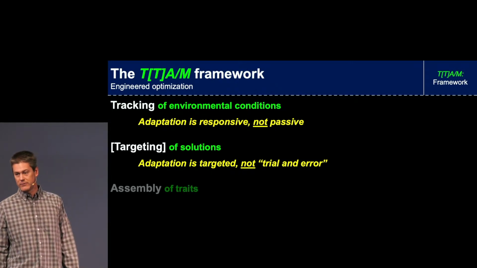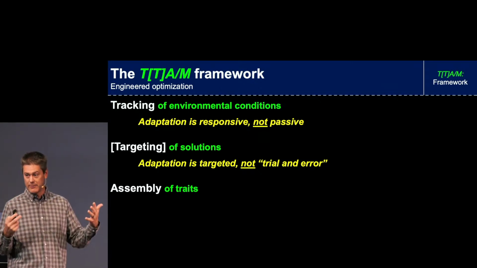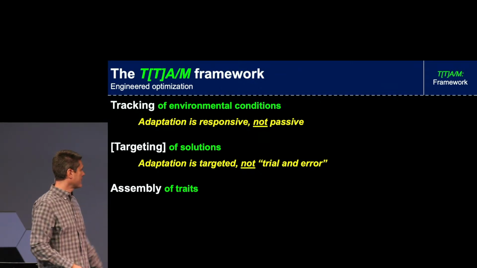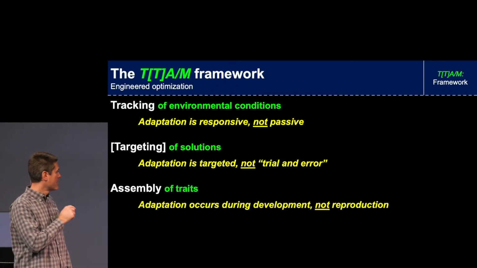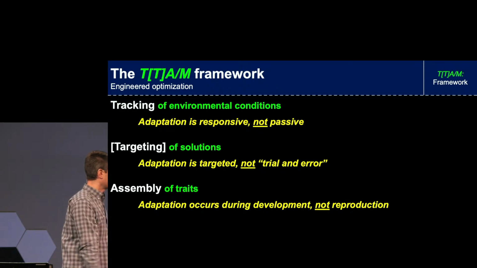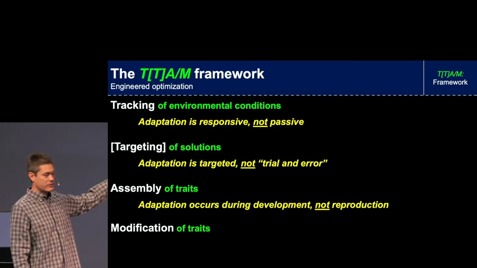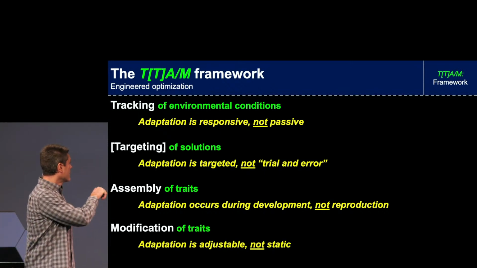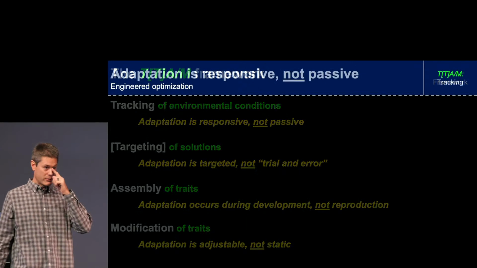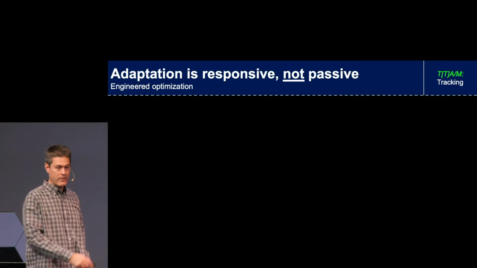A stands for assembly of traits. Traits, of course, being the features of the organism that happen to be adaptive to the environment. And I'm going to say there that adaptation occurs during development, not reproduction. And the M stands for modification of those traits. Adaptation is adjustable, not static. Okay? So let's talk about this first one. The assertion is that adaptation is responsive, not passive. Why do I say that?